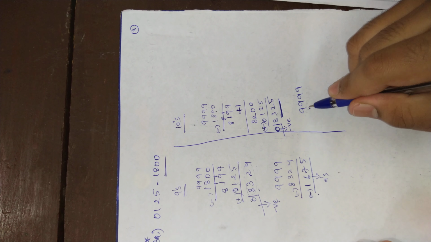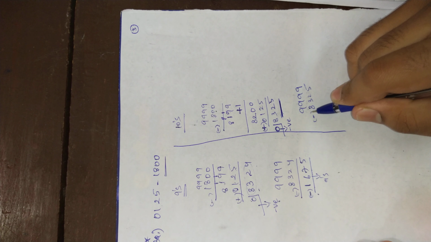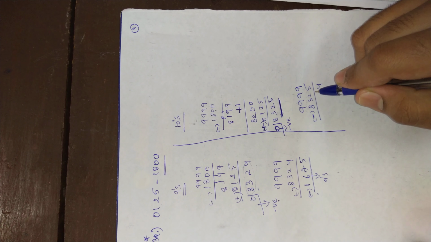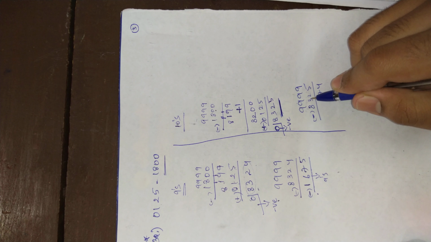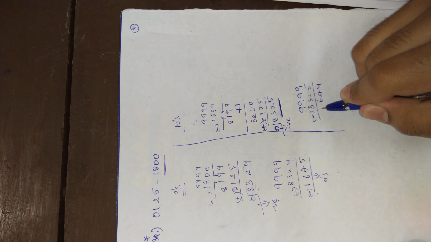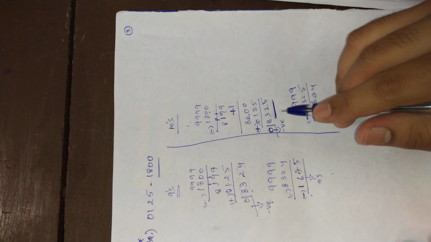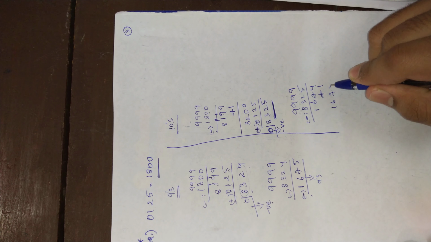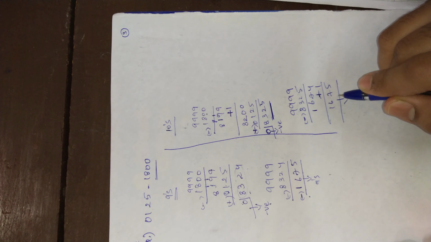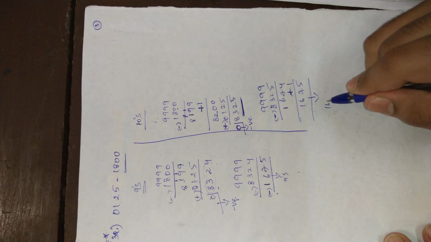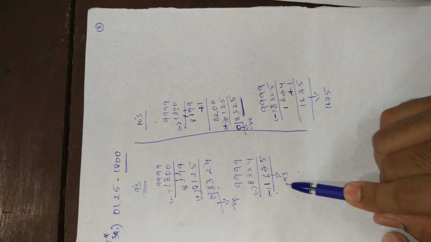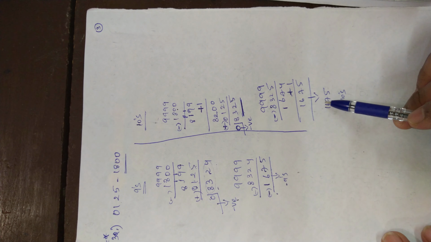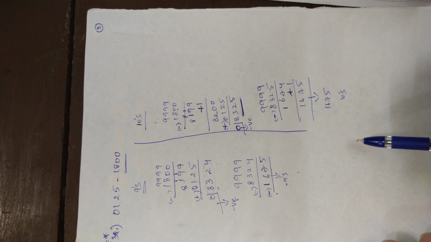9999 minus 8325. For the 9's complement you have to do subtraction. 9 minus 5 is 4, 9 minus 2, what's the answer? 7. 9 minus 3 is 6, 9 minus 8 is 1. Okay, now it is the 10's complement. What are you going to do? Add plus 1 to it. 1675. This is the final answer for 10's complement, and this is the answer for 9's complement. At last you can see that 1675 and 1675 for both 9's and 10's complement are the same.